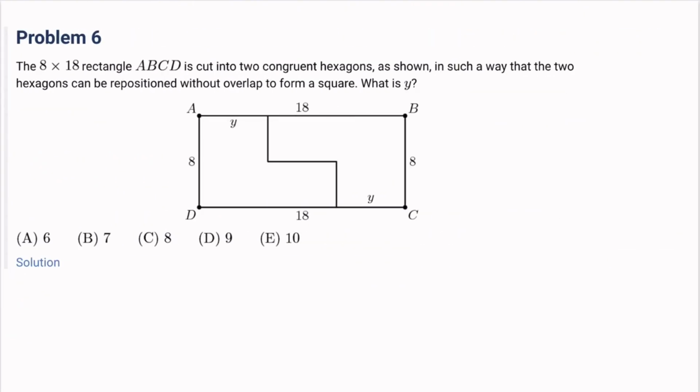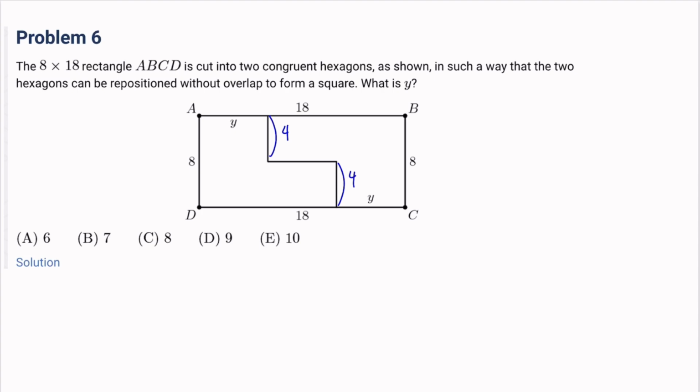Number 6: the 8 by 18 rectangle ABCD is cut into 2 congruent hexagons as shown in such a way that the 2 hexagons can be repositioned without overlap to form a square. What is y? Okay, so for them to be repositioned without overlap, this length and this length must be equal, and their sum is 8, so that means this is 4, and this is 4.